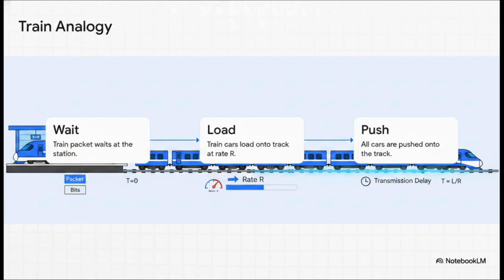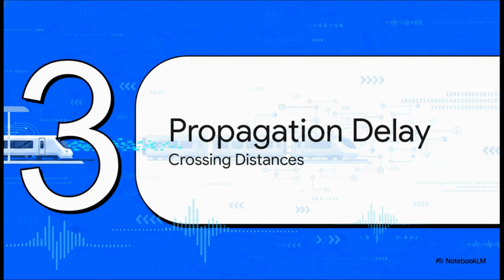Think about it like this. Imagine a train entering a track. The entire train is your packet, and the individual train cars are your bits. The time it takes from the moment that very first car starts moving until the very last car of the train physically rolls past the station platform, that is your transmission delay. It strictly depends on just 2 things: how long the train is and how fast the station can load those cars onto the track.